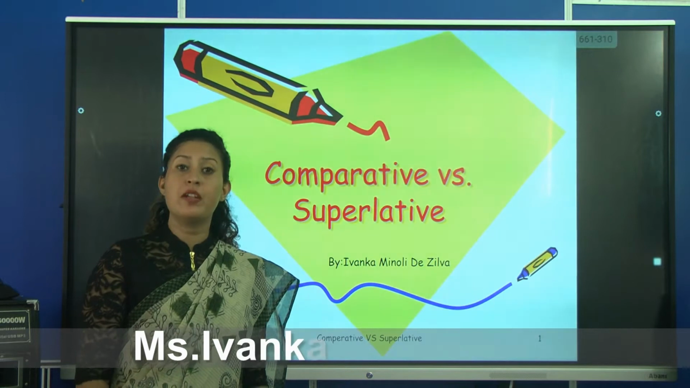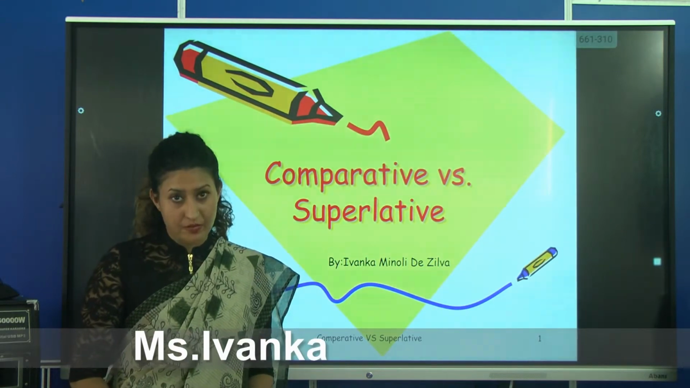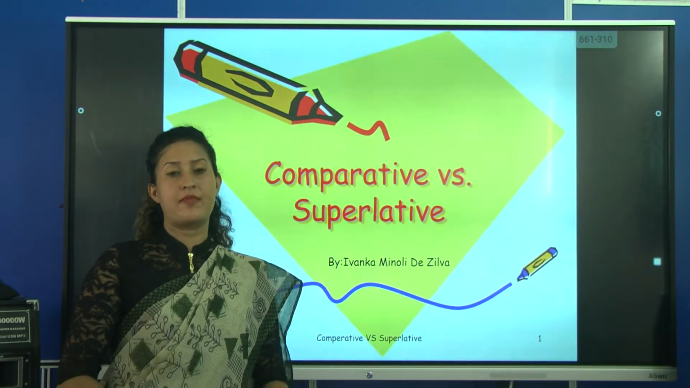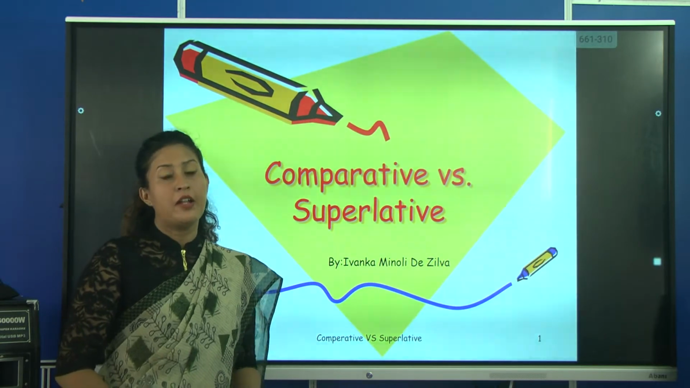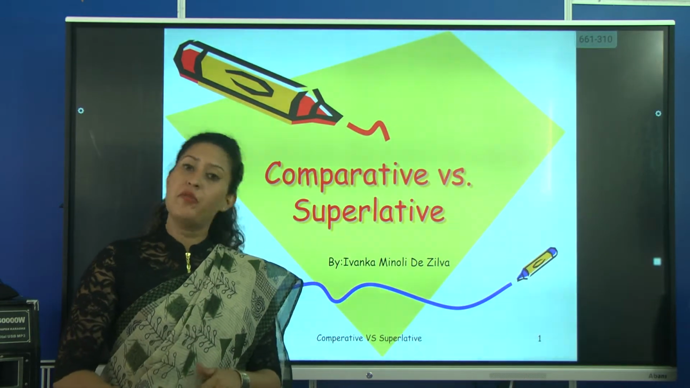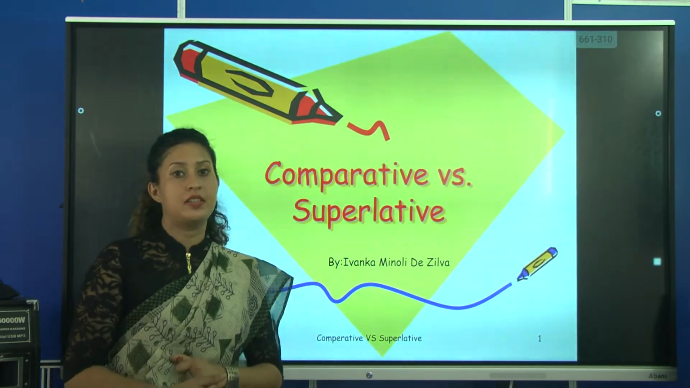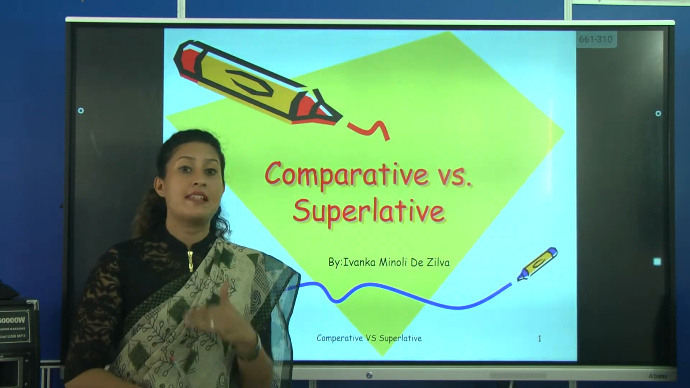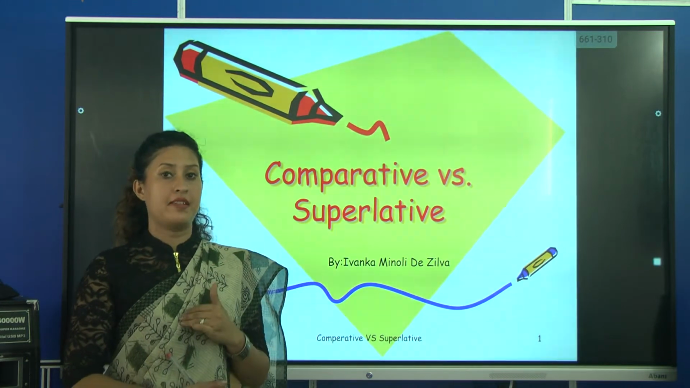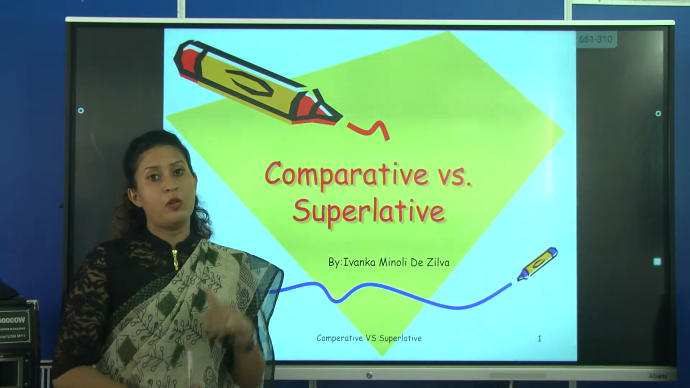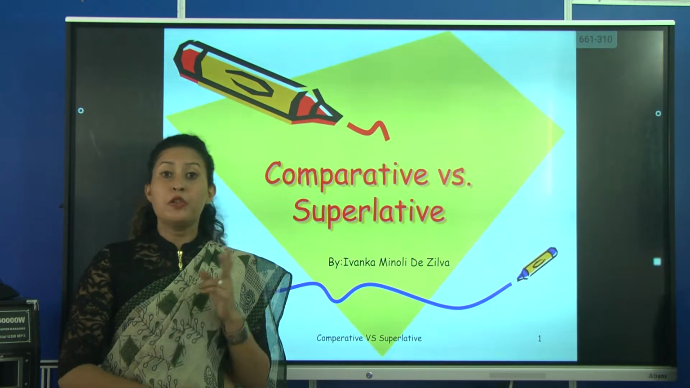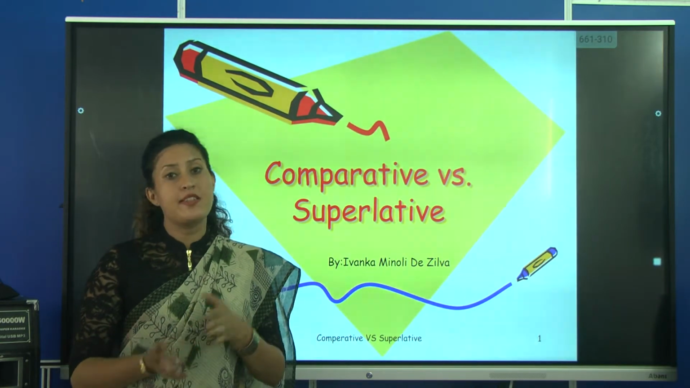My dear children. Today we are going to learn about adjectives, which means superlative adjectives and comparative adjectives. Now when you speak about adjectives, what are adjectives? Adjectives are describing words. A word that we use to describe the noun is known as an adjective. So we can categorize adjectives into two parts as comparative and superlative.